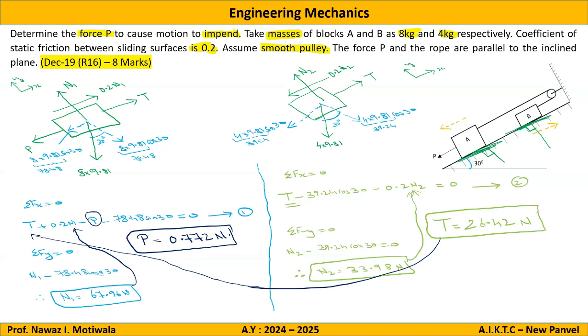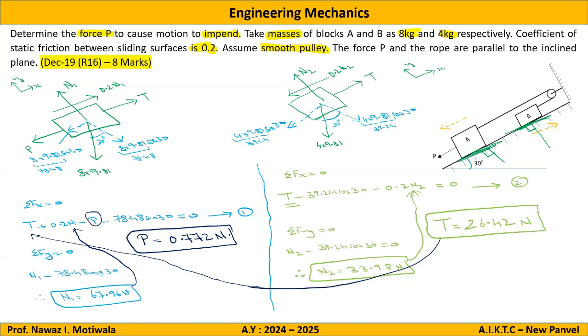So in the question it was asked, what is the force P required to impede the motion? So the answer will be the force P required to impede the motion is 0.772 newtons. So with this, we have completed the problem on connected bodies, wherein the body A was connected with the body B. Hope you are getting the concepts and the problems which are being solved.